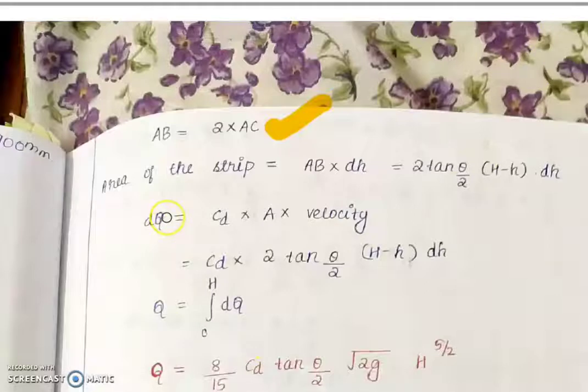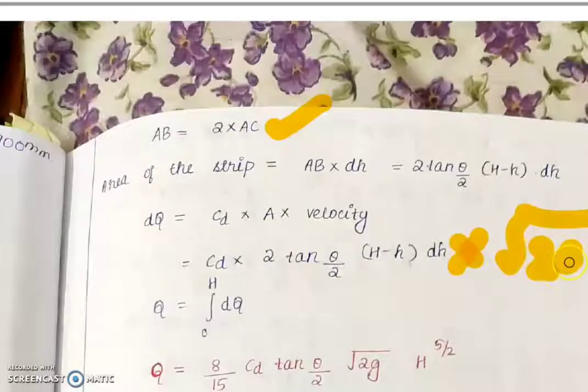So dQ, what is dQ? dQ is the small discharge, that is CD into area into velocity. So CD into what is area of the strip? This one. So substituting this here into velocity. So here I have, again there is a mistake, into root of 2gh.